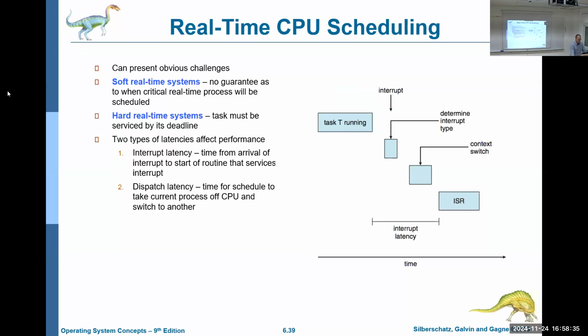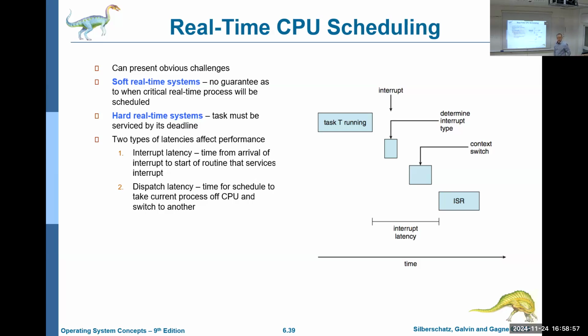All right, last slide. Real-time CPU scheduling. Real-time CPU scheduling can present obvious problems. What are those obvious problems? They're so obvious we don't need to mention them, but you should think of it. What does real-time mean?